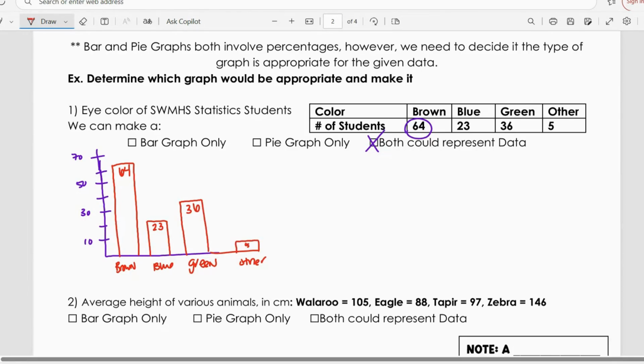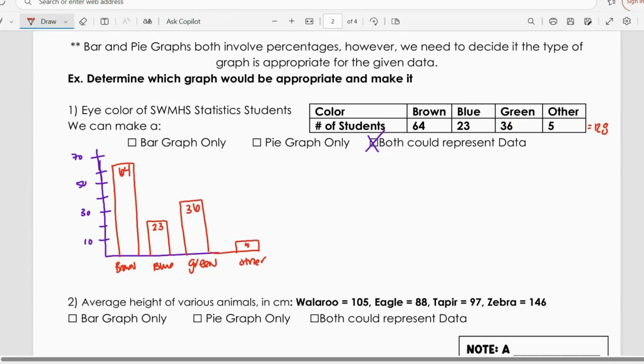Now, in order to make a circle graph, the first thing you're going to figure out is the total number of students in this survey. So if I add up all of these numbers, 64, 23, 36, and 5, I get a total of 128 students. To get the percentages, I'm just going to take these numbers and divide them by 128.